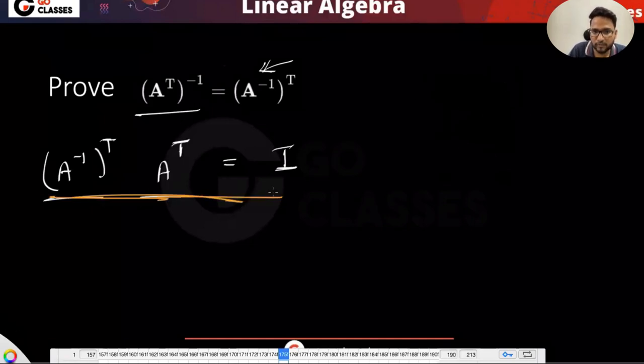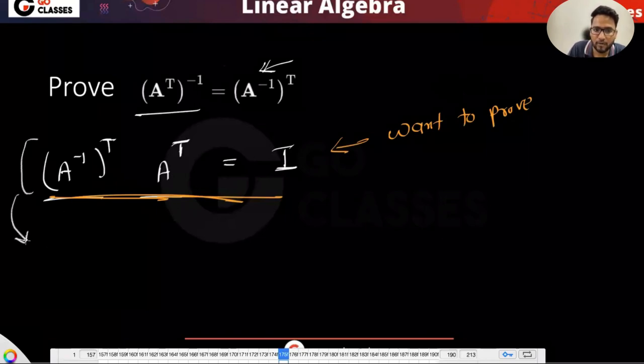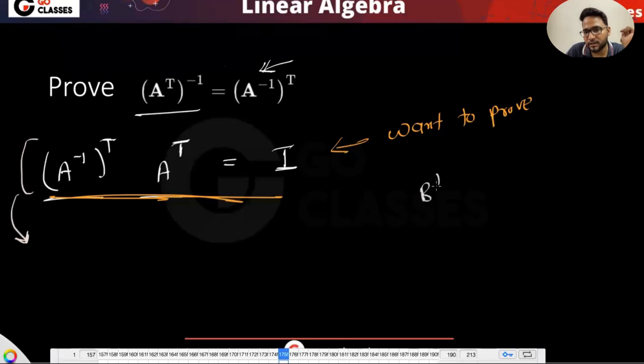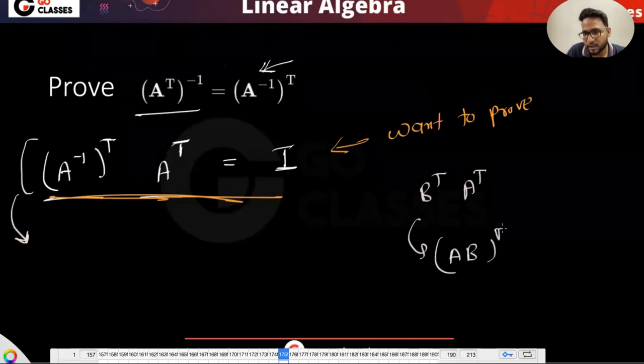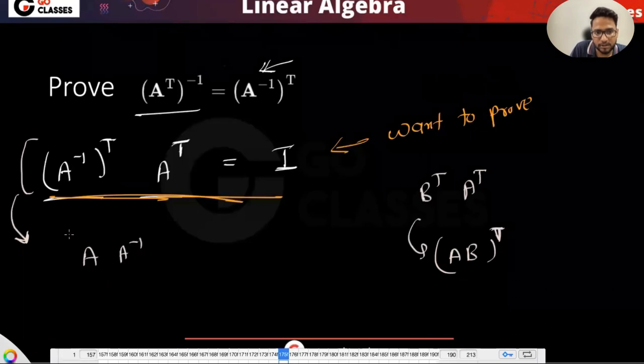I just rewrote this in this form, but I want to prove this. Can anyone check this? I think it is easy to prove, right? How? Can you just combine these two transposes? Can you combine B transpose A transpose into something? I know you are more habituated to the other form, but we can combine B transpose A transpose into AB transpose. So here you can write it this way, A into A inverse transpose, which is just identity. This is identity, and identity transpose is just identity. Anyway, you can prove it very easily.